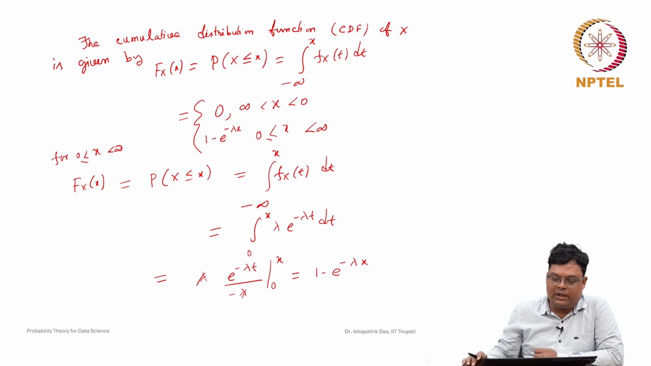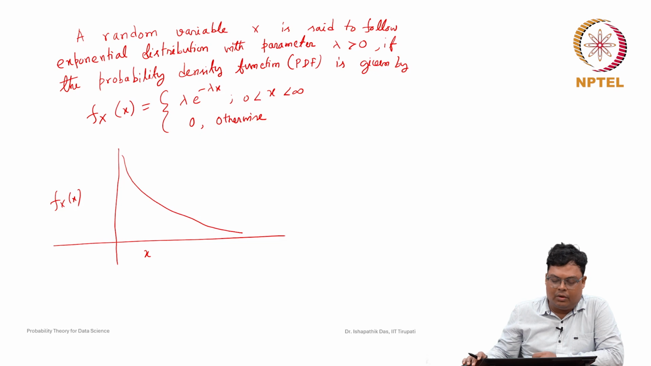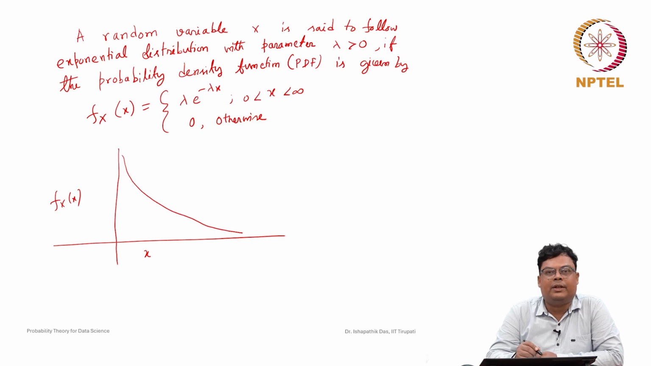So, note that this density function also satisfies all the properties of a probability density function. You can remember this from when we discussed the probability density function. It has to be always greater than or equal to 0. Not only that, the integration from minus infinity to plus infinity of f_X(x) dx should be equal to 1. So, let us check whether this is equal to 1 or not.